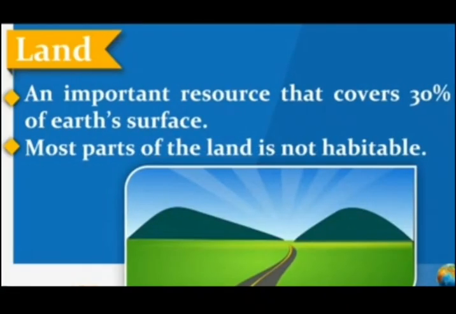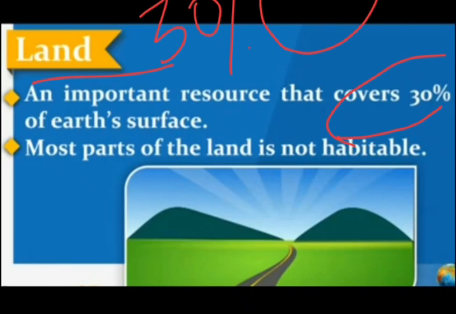Let's talk about the land. Okay, our first one is land. Land is an important resource that covers 30% of the earth's surface. Agar hum baat kare apne earth ki, beta hamare earth mein jo 30% hai wo kya hai, aapka land hai.